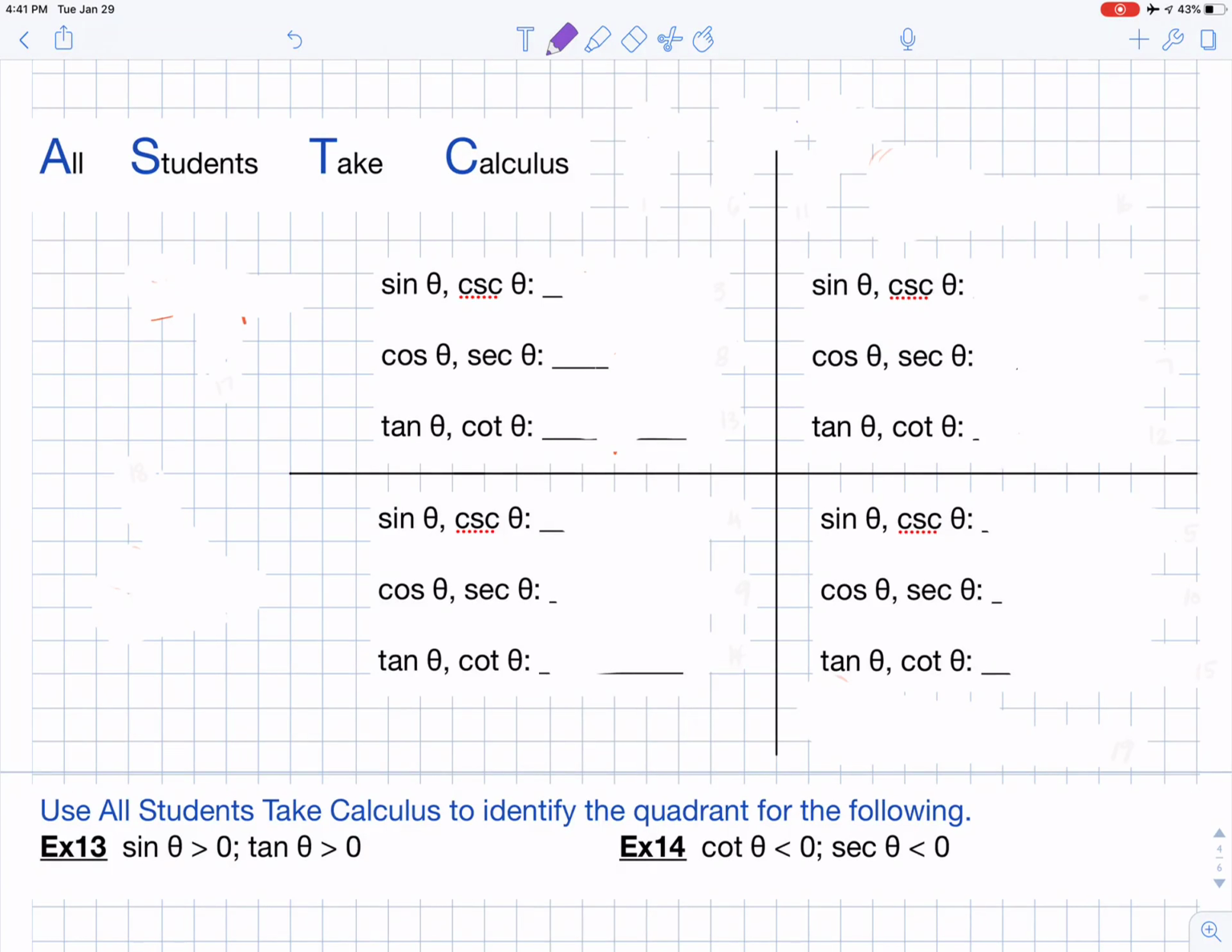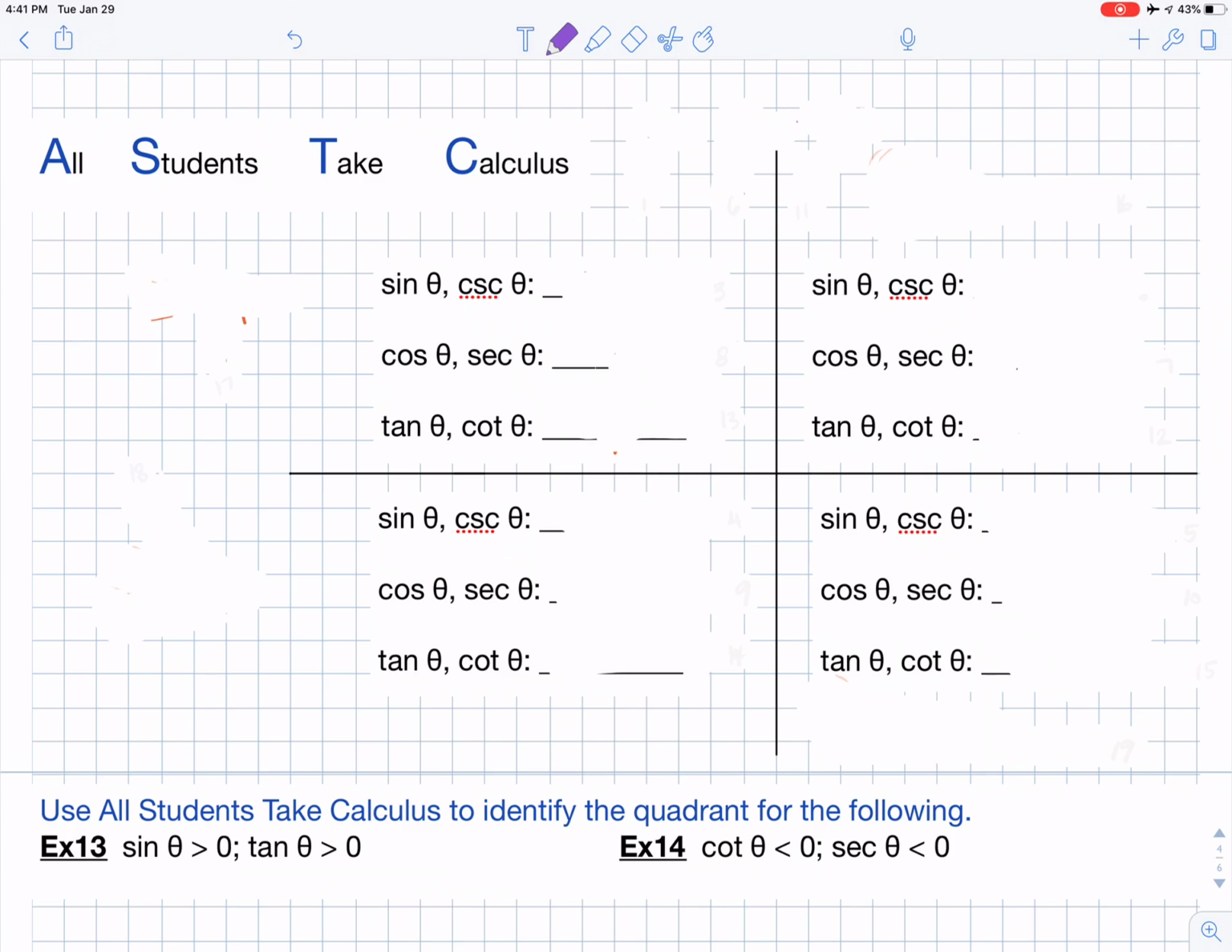Hey folks, I want to take a look at the acronym All Students Take Calculus. This is going to be dealing with where each trigonometric function is positive and where it's negative. First comment that I'd like to make is that your sines and your cosecants are always going to have the same positive or negative sign simply because they're reciprocals of each other.